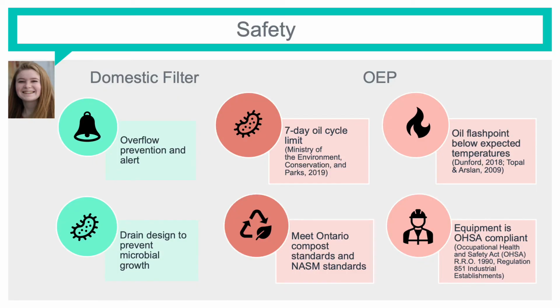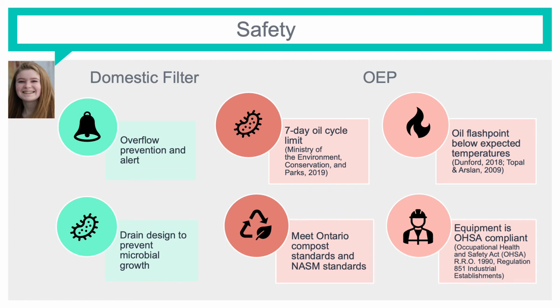So our design works, but is it safe? Safety features of this domestic filter are the overflow prevention and alert system and the drain design to prevent water pooling, thus discouraging microbial growth, as Ali discussed. E. coli is our main microbe of concern in the OEP system, and despite the inhibited replication of E. coli in canola oil, we will change the oil every 7 days. This aligns with the Ontario Guideline for Sewage Works, Sludge Storage and Disposal.